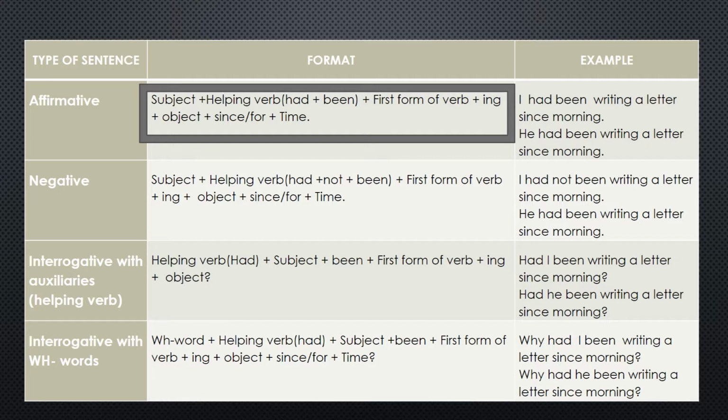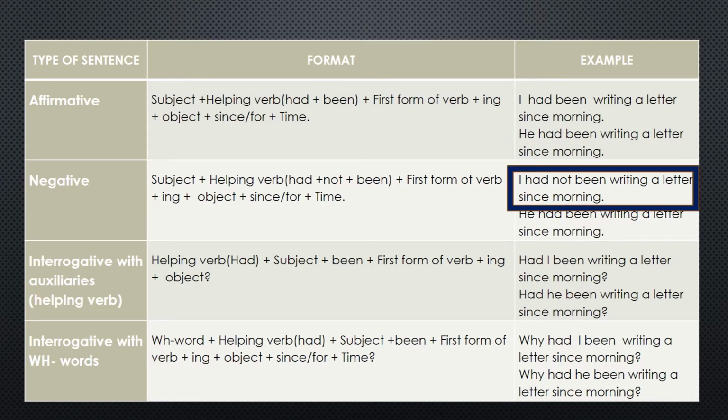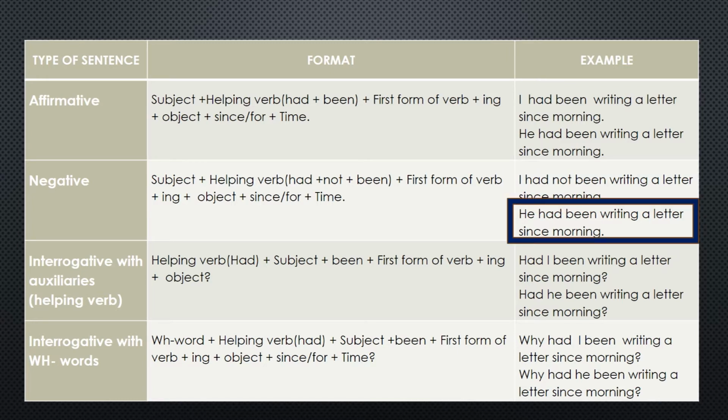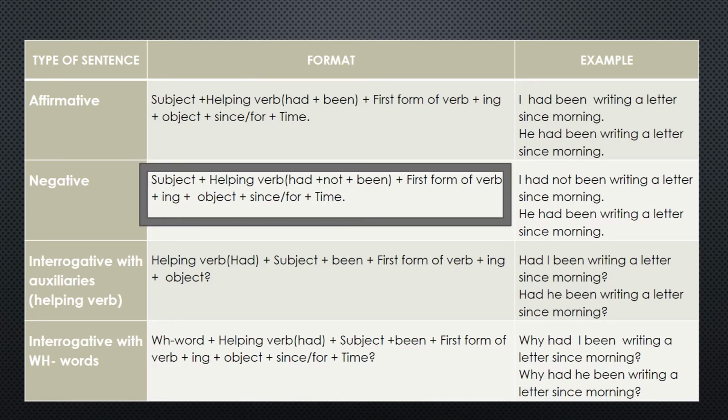The next one is negative sentence like, I had not been writing a letter since morning. He had not been writing a letter since morning. If we check its format, then it will be like this. Subject, helping verb had, not, been, first form of a verb plus ing, object, since or for, and time.